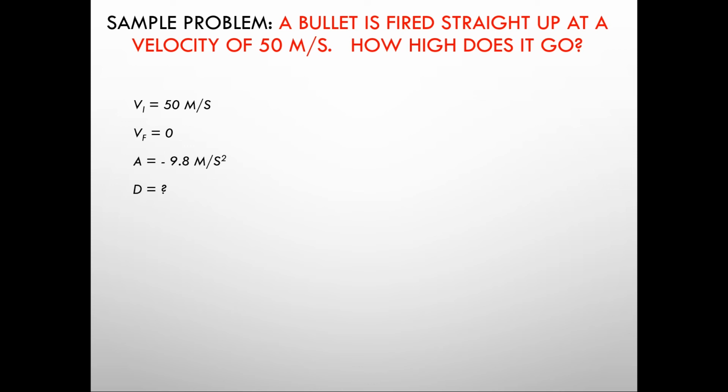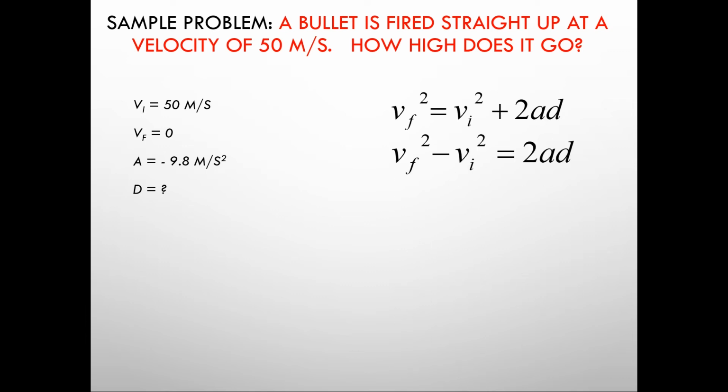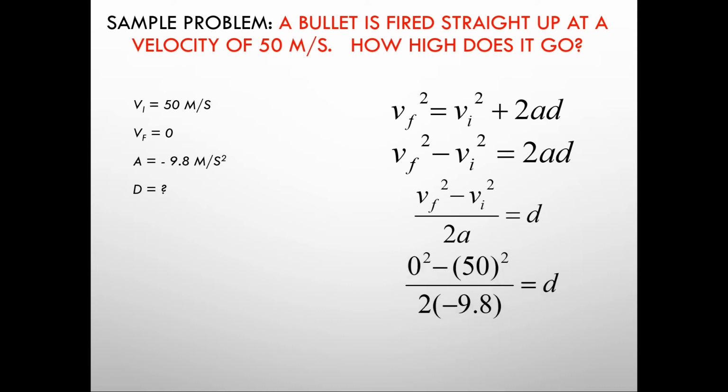But we're probably going to go with this one: Vf squared equals Vi squared plus 2ad. So just rearranging slightly, we can move the Vi squared to the opposite side. Then we can divide both sides by 2a, giving us an equation for displacement. Then plugging everything in, final velocity being 0, initial velocity being 50, and a being negative 9.8, we can simply then calculate that our displacement will be 127.6 meters.